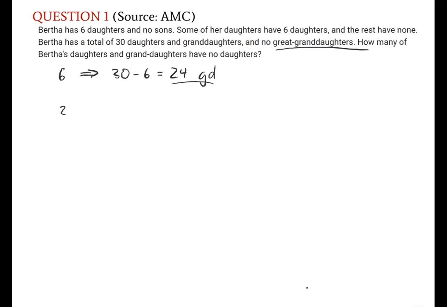So if there are 24 granddaughters and all of the daughters who have daughters have 6 each, then if we do 24 divided by 6, we can find that 4 daughters have daughters. So there are 6 total daughters, and we subtract 4, and we'll get 2. So basically 2 daughters don't have daughters. And we'll add these 2 together, 24 plus 2, and that'll give us an answer of 26.